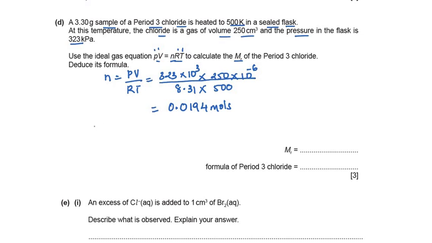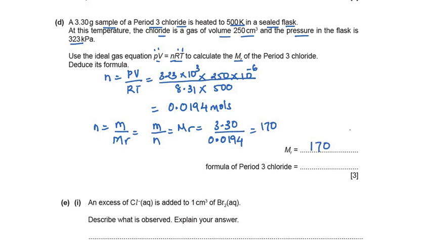Now from the moles we can calculate the Mr, that is n = mass upon Mr. We can use this formula, which will give us Mr = m upon n. The mass given here is 3.30 grams divided by the number of moles, that is 0.0194 moles, which gives us the answer of 170 as the molecular mass. So here we have got one answer, Mr is 170, and we need to calculate the formula of the period 3 chloride.